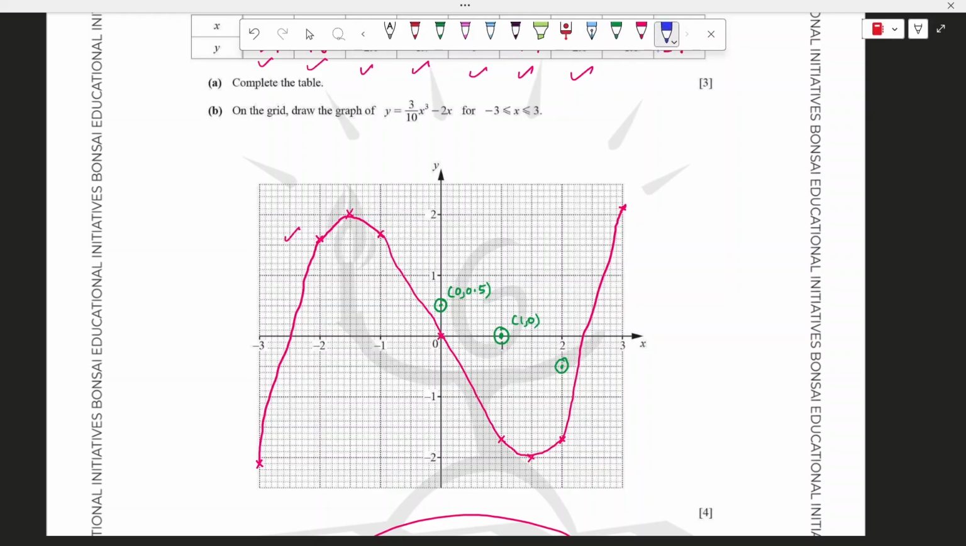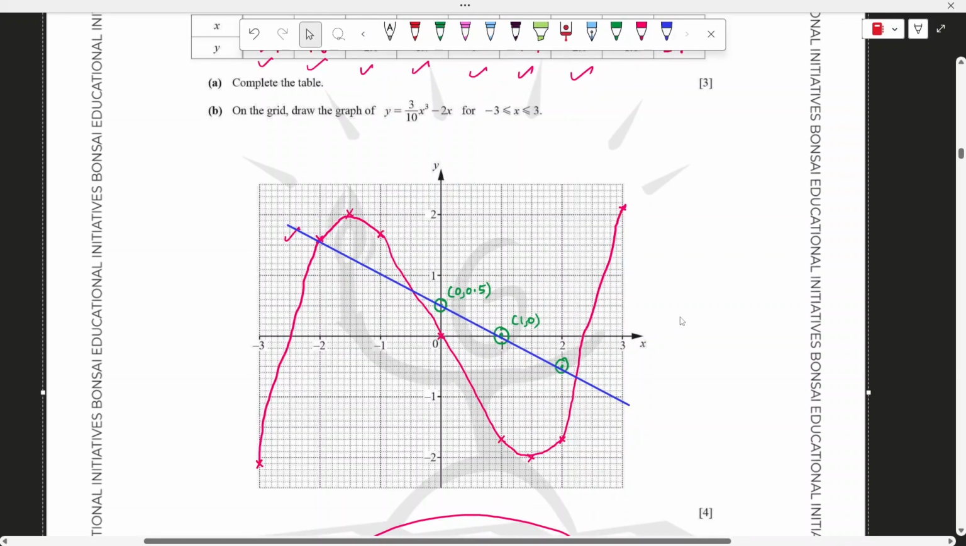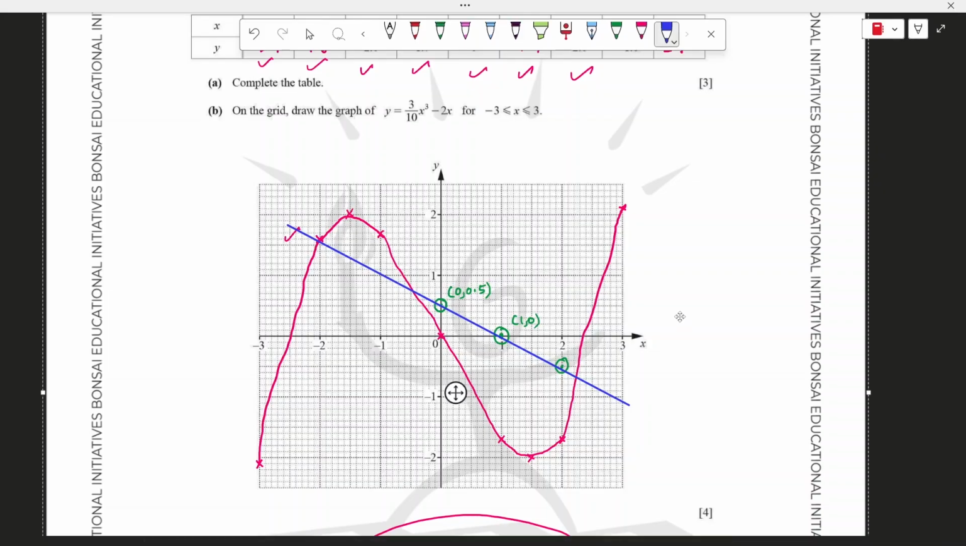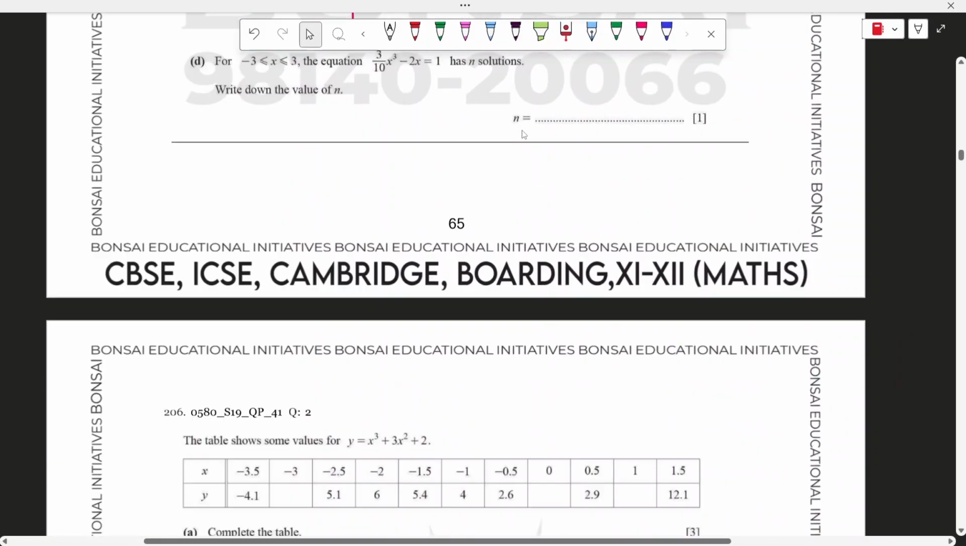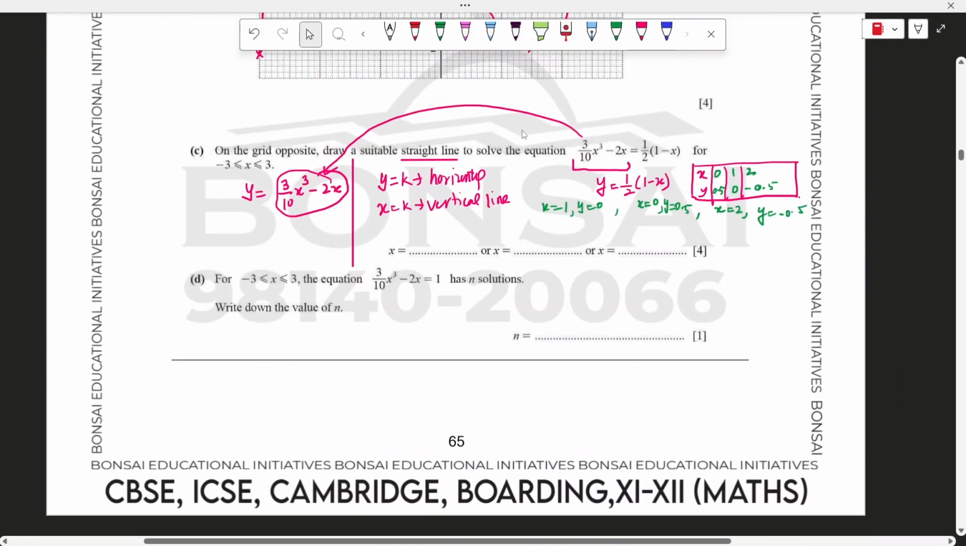So let me draw, and I have to take a lot of effort to make a straight line if the tool gives me permission. Okay, we are through here. Very good. This is the approximation which we have drawn. Let us read the question again. The question says, on the grid opposite, draw a suitable line to solve the equation. So we have to solve this equation and find the values of x.